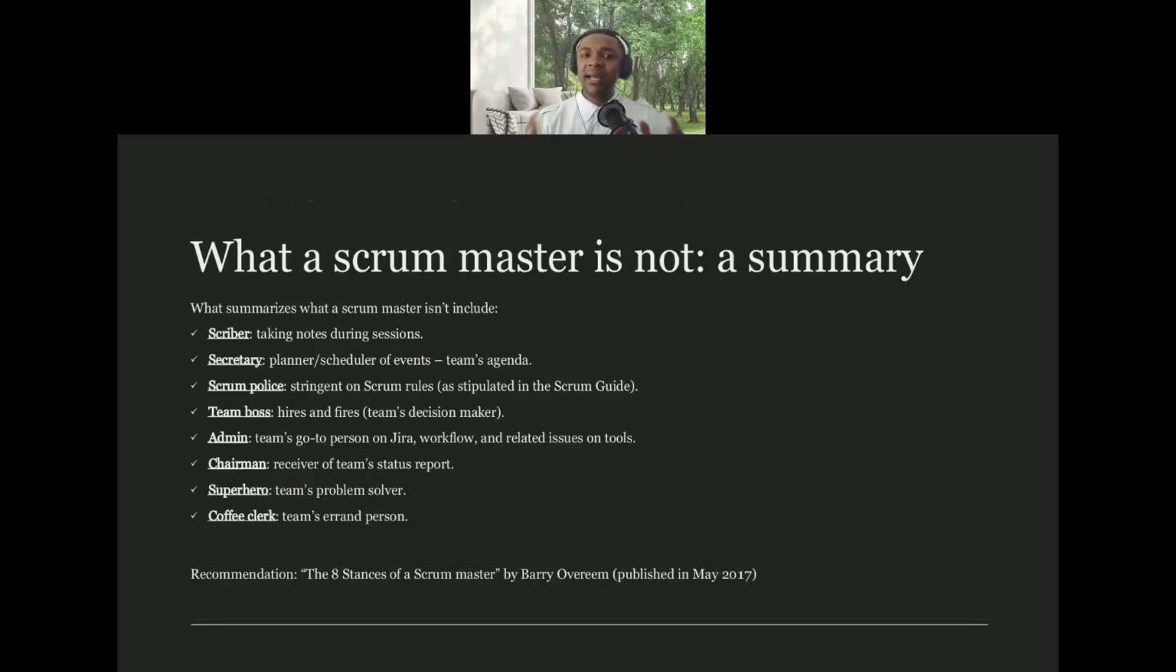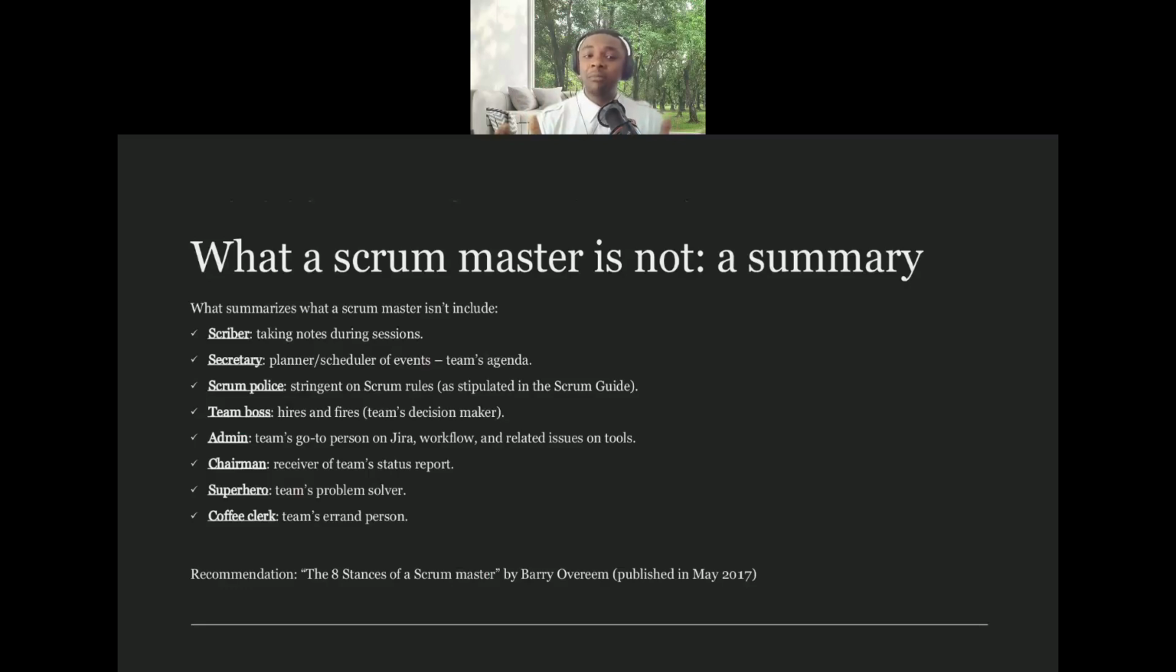The Scrum Master is not an admin. What does that mean? He or she is not the go-to person for the team members to understand the workflow, or to understand issues that pertain to the Jira or Azure DevOps board. It is encouraging that the Scrum Master understands how to use the tool, right? But the team members, remember, it is a self-organizing team. They should also understand how to use those tools. The Scrum Master is there to provide support and guidance when necessary.